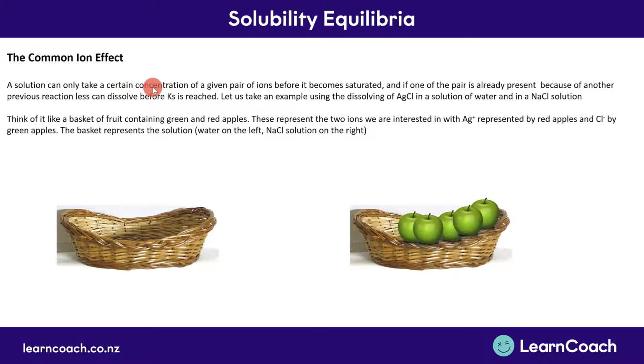The common ion effect occurs when one of the pair of ions is already present in the solution. Because there's already one of the ions you're interested in the solution, it means that you're not starting at a concentration of 0. This means less of the thing that you add to the solution can dissolve before Ks is reached and the solution becomes saturated.